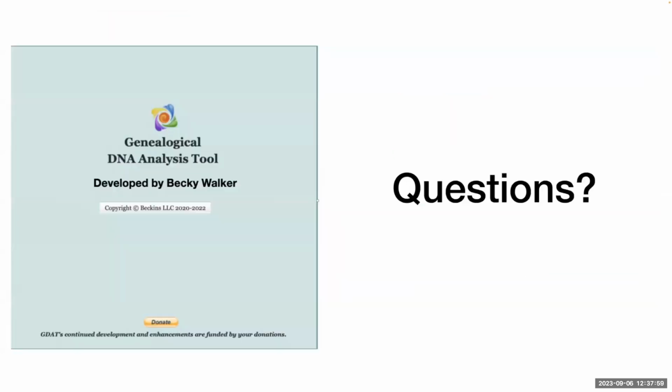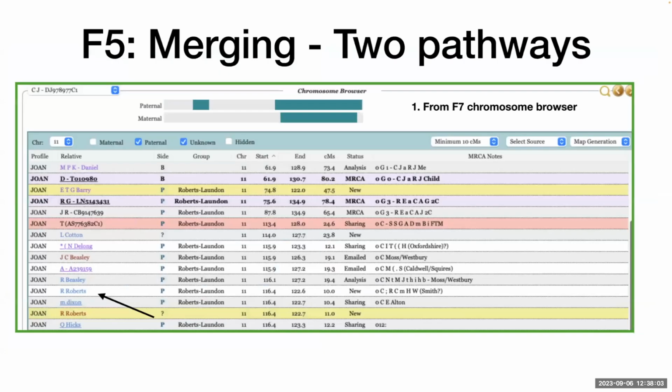I think merging, before we get onto the regions in common. Merging, there's two ways to merge, from F5 or F7, and this is the chromosome browser. So this is F7. So you see here we've got two Robertses.